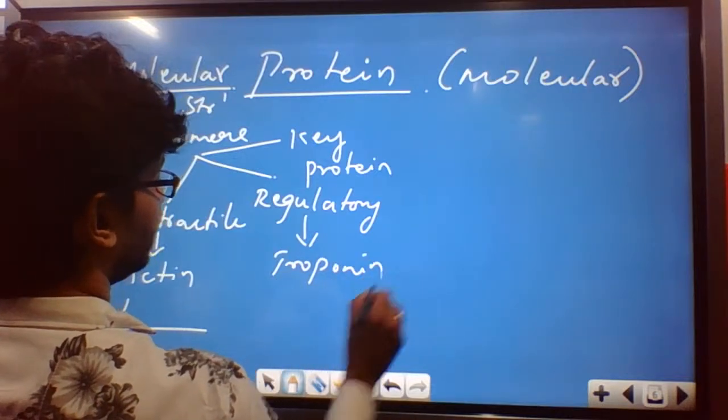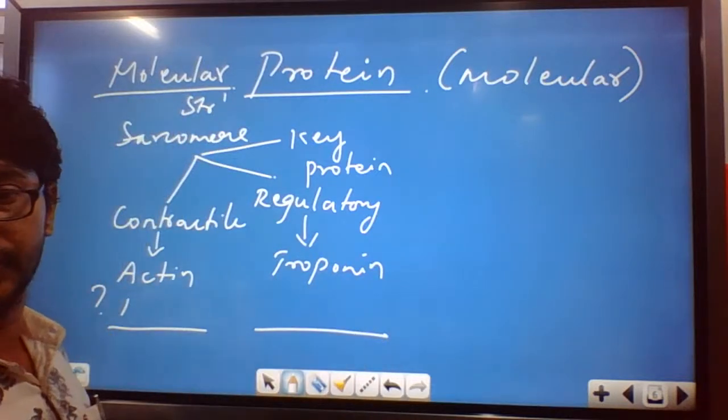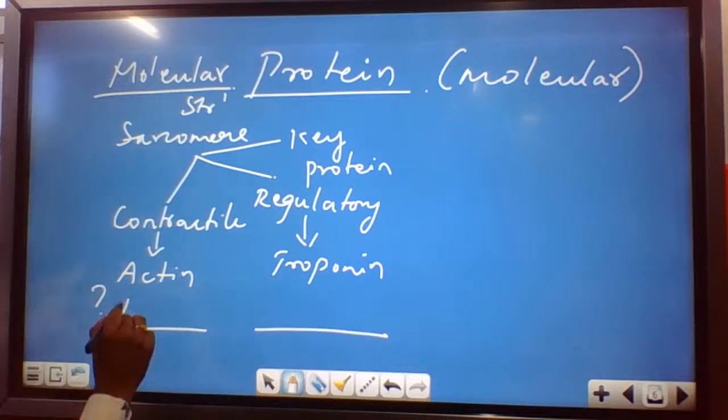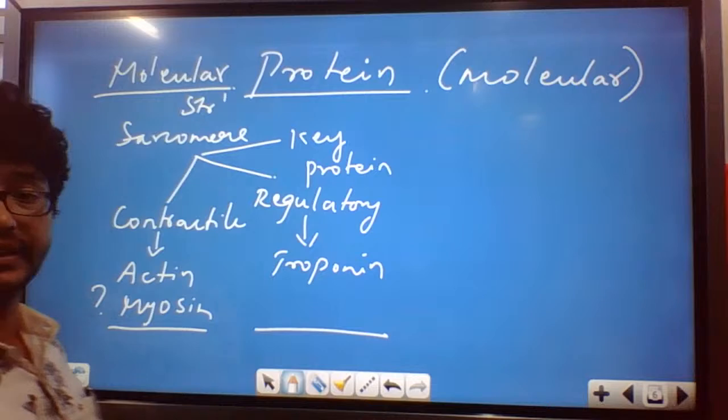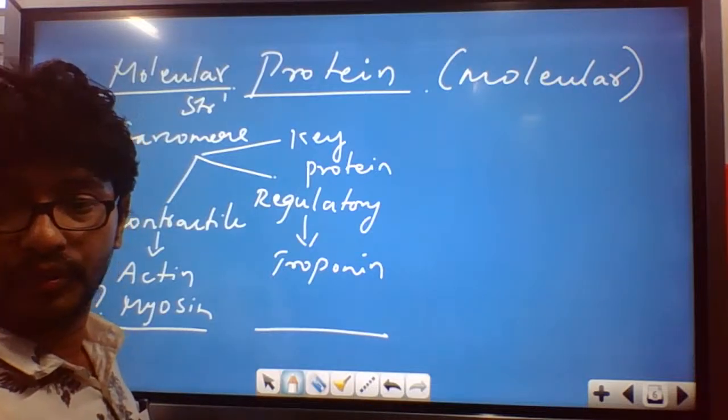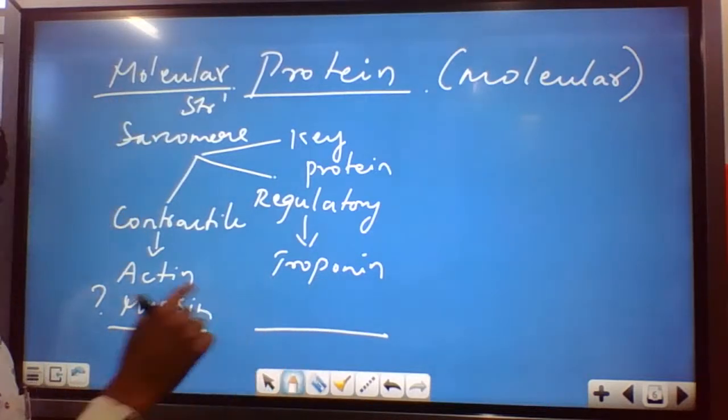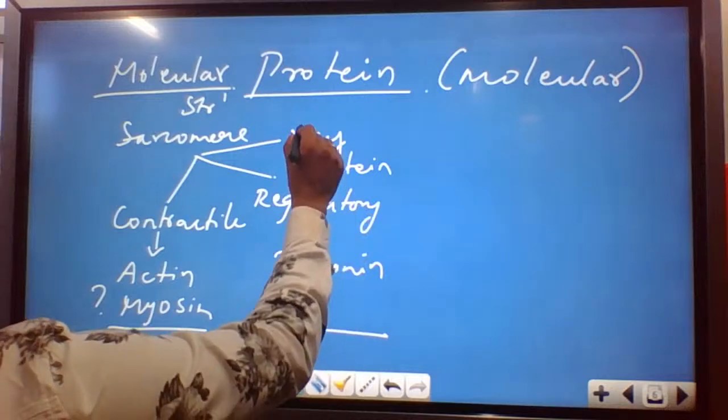Can you tell me what the other protein is that you could see along with the troponin? Yes, you are right. Myosin. Myosin is the other protein. Troponin or protein. What is the other name? What is the other protein which is present along with the troponin? You just have to tell me what the other protein is.